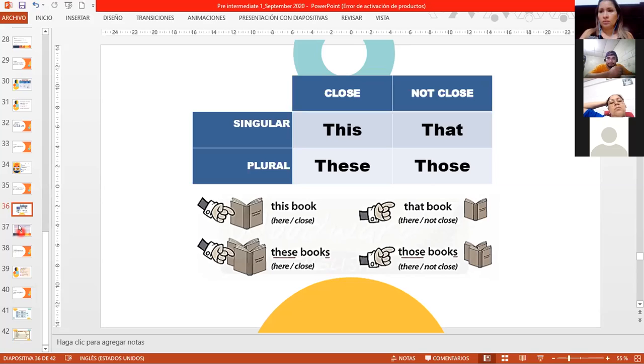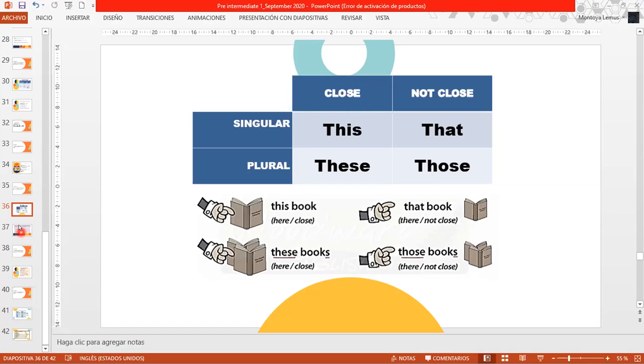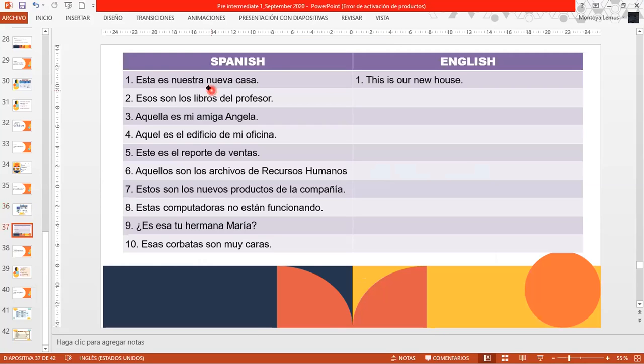Now let me give you an exercise here. Okay, I give you some sentences in Spanish. And you have to translate them into English. Look at the example. Esta es nuestra nueva casa. In English, you say, this is our new house. See? This is our new house. Now, it's singular. It's here. You are here. And singular. Okay? So remember this, esta, close to you.